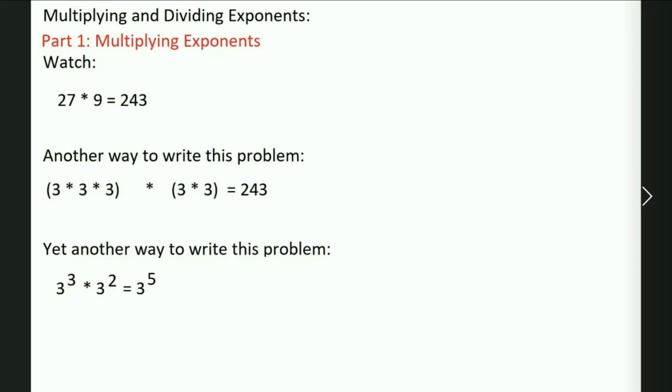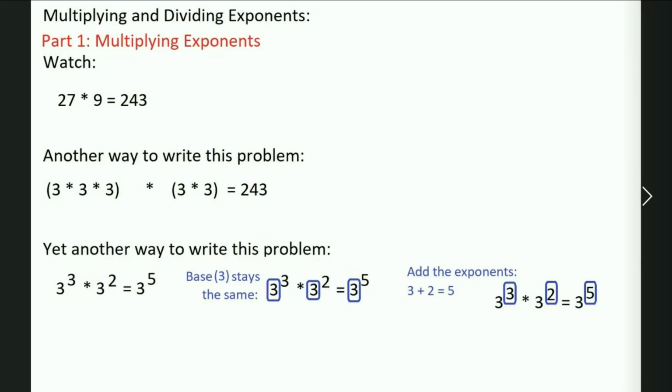Here's another way to write this problem. 3 to the 3rd power, which is 27, times 3 to the 2nd power, 9, equals 3 to the 5th power, which happens to be 243. Here's what we know about this. Our base is 3, and our exponents are 3 and 2. Add them up, you get 5.